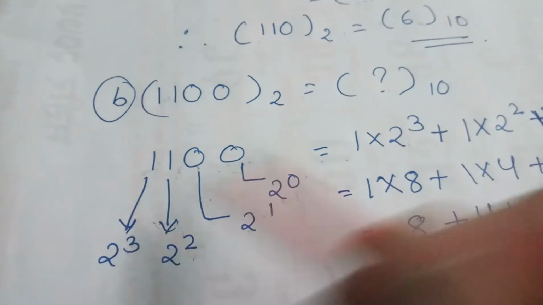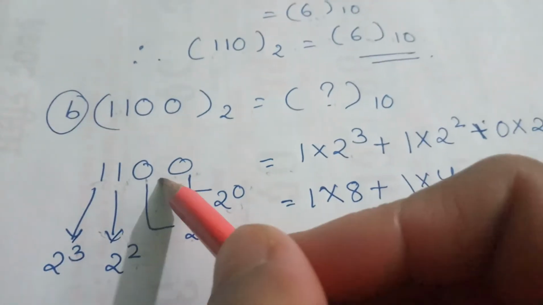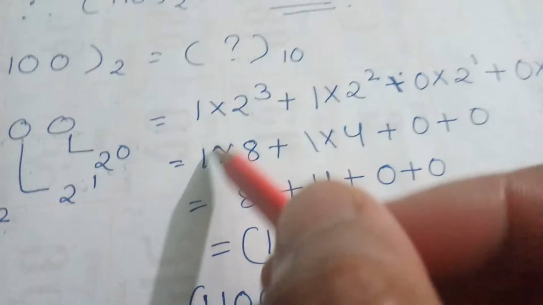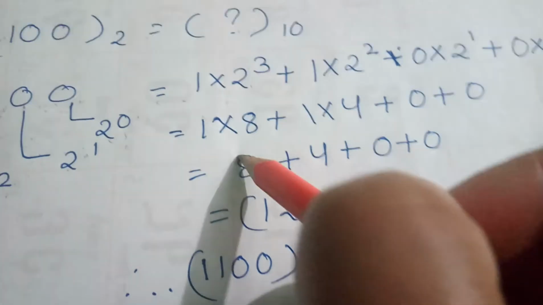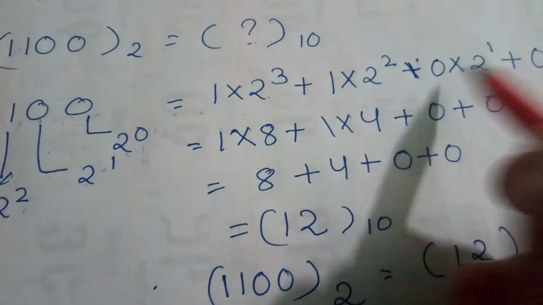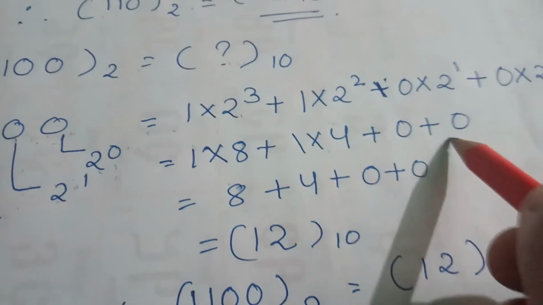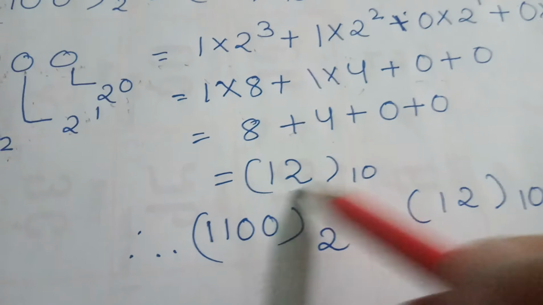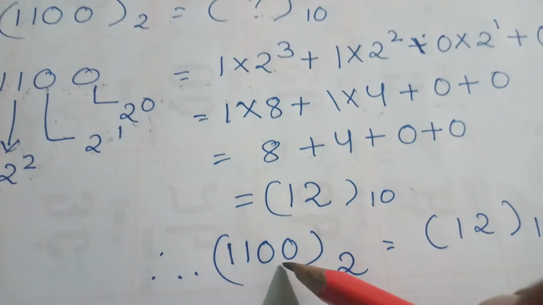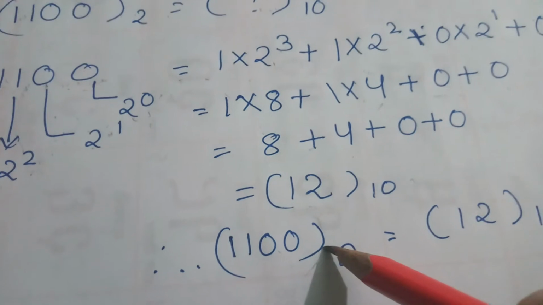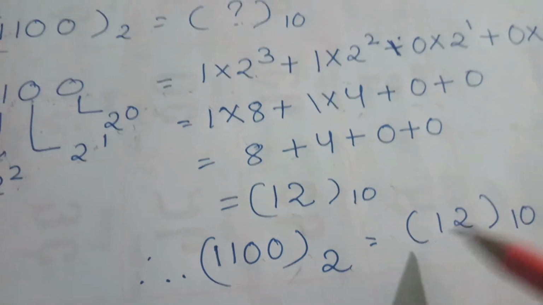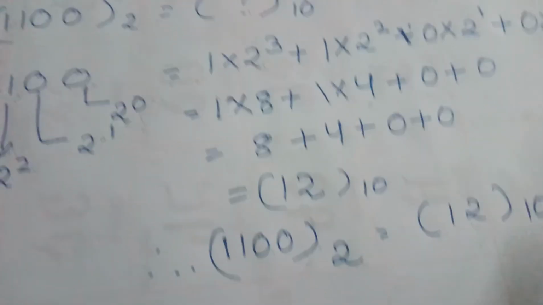1 into 2 raised to power 3, 1 into 2 raised to power 2, 0 into 2 raised to power 1, and then the last one 0 into 2 raised to power 0. And now simplify them. 2 raised to power 3 is 8, 2 raised to power 2 is 4, and this is 0, and this is also 0, so I have directly written 0 over here. So now 8 plus 4 is how much? 12. The binary number 1100 to the base 2 is converted into a decimal number, and that is equivalent to 12.